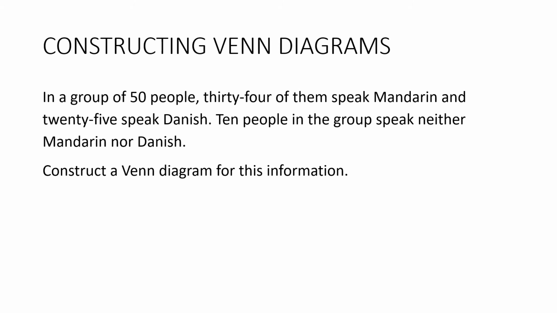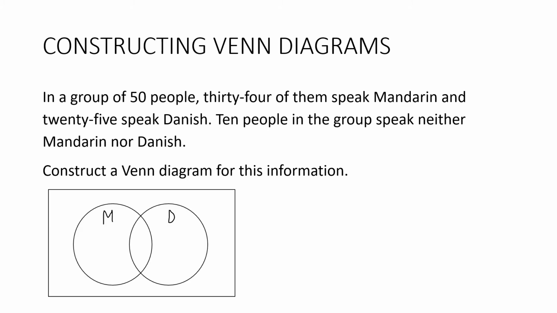Another thing we have to be able to do is construct a Venn diagram. Let's have a look at that process. In a group of 50 people, 34 of them speak Mandarin and 25 speak Danish. 10 people in the group speak neither Mandarin nor Danish. Construct a Venn diagram for this information. So we're going to start with a blank Venn diagram, which is just two overlapping circles. We've labelled the first one M for Mandarin and the second one D for Danish, and they're inside a rectangle. Now we're going to start outside the circles. Are there any people that speak neither language? Yes, there are 10. So that's what goes down here.